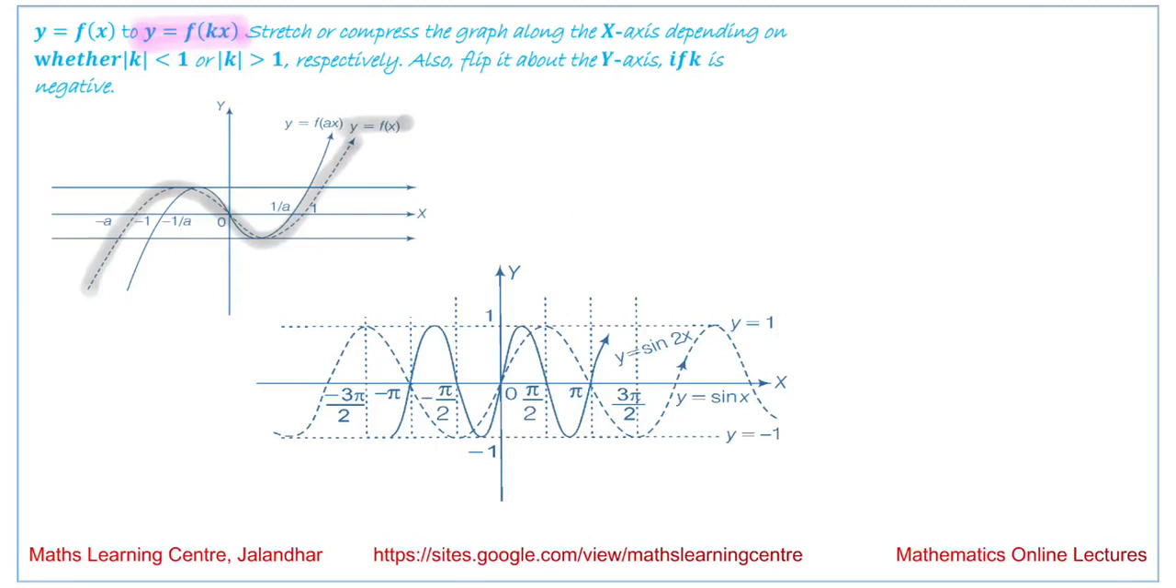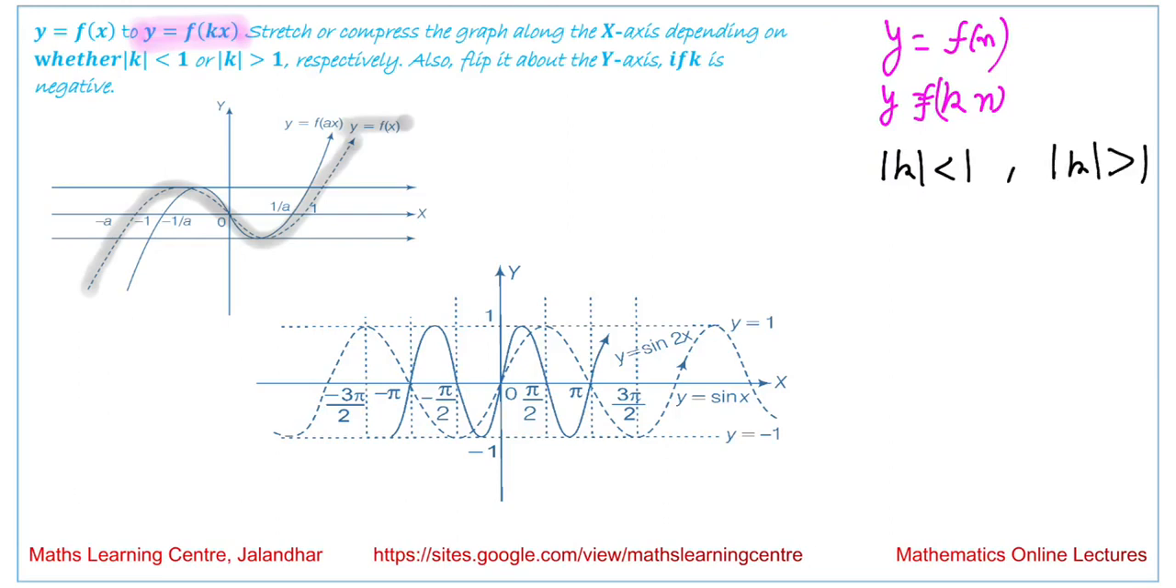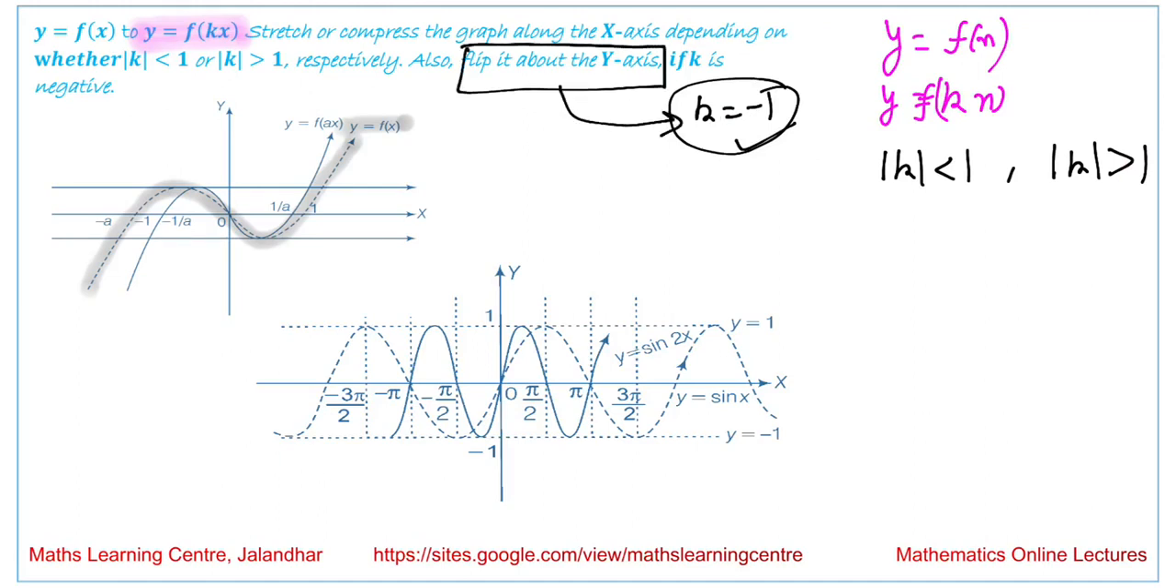So again we have two cases over here. We are talking about y is equal to f(x) is given, and we have to plot y is equal to f(kx). Again we have two cases: one is when mod of k is less than 1, and second is when mod of k is greater than 1. The case when k is equal to minus 1 we have already studied, and in this case we have to flip about the y-axis.